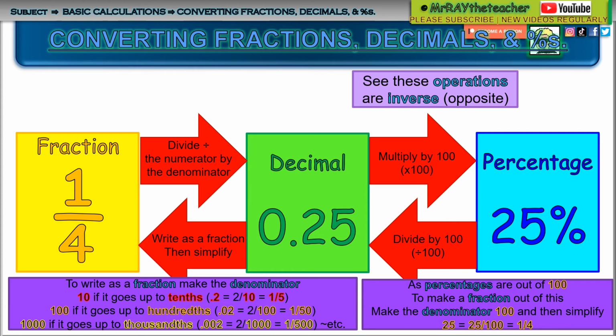Alrighty, so let's wrap things up. As percentages are out of 100, to make a fraction out of this, just make the denominator 100 and then simplify. So 25 equals 25 over 100, and then just simplify it down to 1/4. You can skip the middle step if need be.